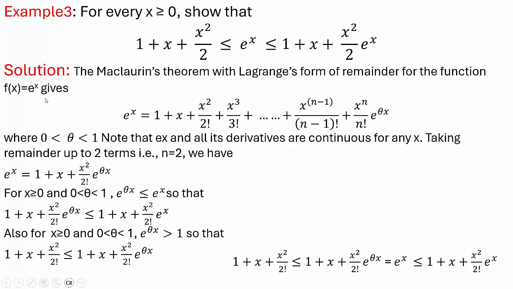And that's why if we combine these two inequalities, we will get 1 plus x square by factorial 2 is less than or equal to 1 plus x square by factorial 2 into e raised to θx, which is nothing but e raised to x, is less than or equal to 1 plus x square by factorial 2 into e raised to x. Factorial 2 is nothing but 2, and that's why we will get the given inequality.